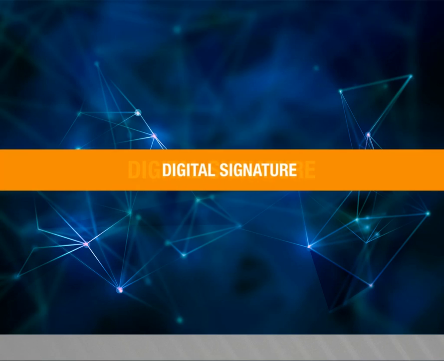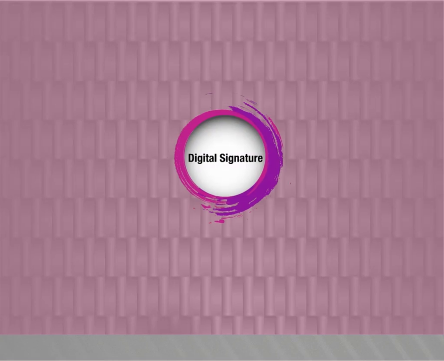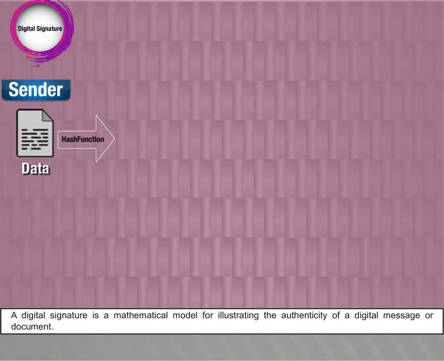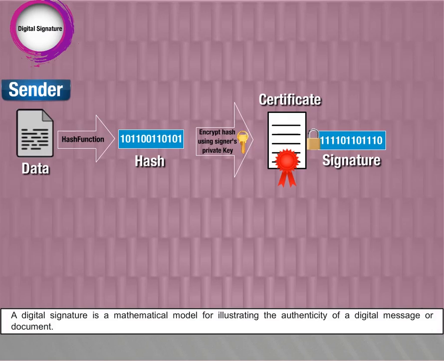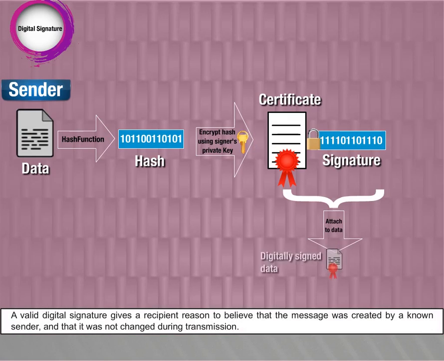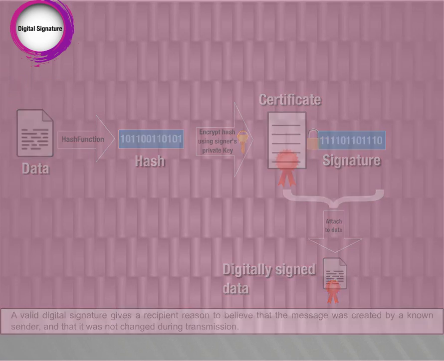Digital signature. In this video, we are going to learn about digital signature. A digital signature is a mathematical model for illustrating the authenticity of a digital message or document. A valid digital signature gives a recipient reason to believe that the message was created by a known sender and that it was not changed during transmission.